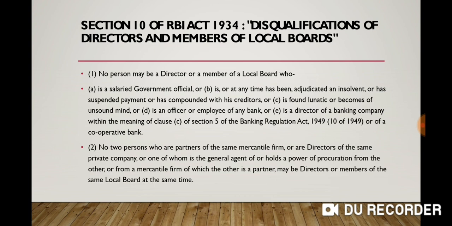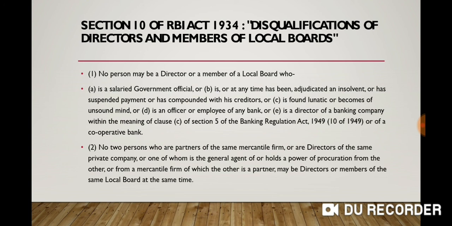No person may be a director or a member of a local board who A. is a salaried government official, or B. is or at the time has been adjudicated an insolvent, or has suspended payment, or has compounded with his creditors, or C. is found lunatic or becomes of unsound mind, or D. is an officer or an employee of the bank, or E. is the director of a banking company within the meaning of clause C of section 5 of the Banking Regulation Act 1949, or of a cooperative bank.